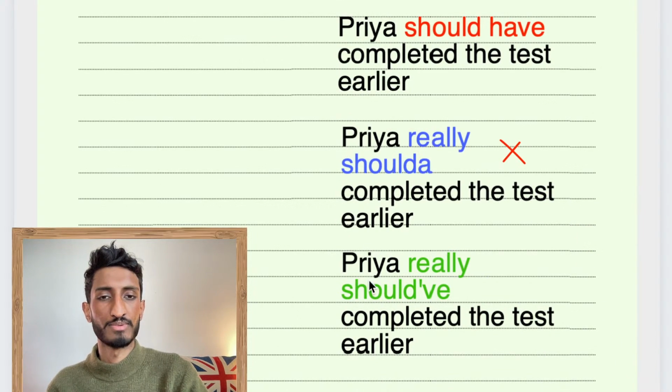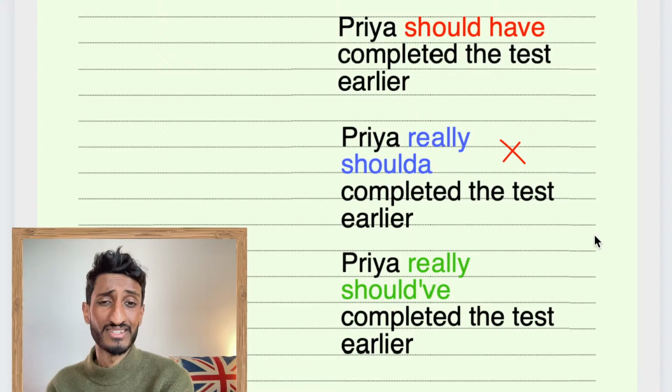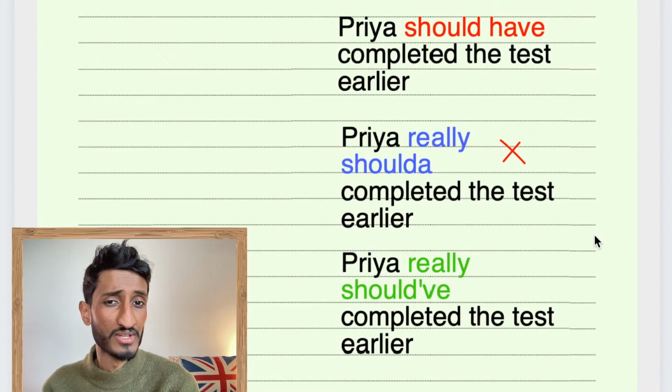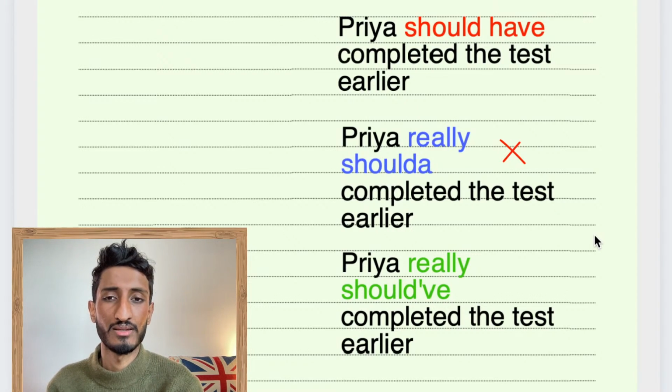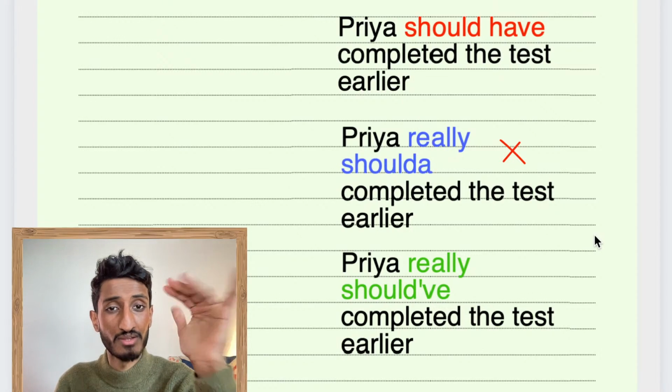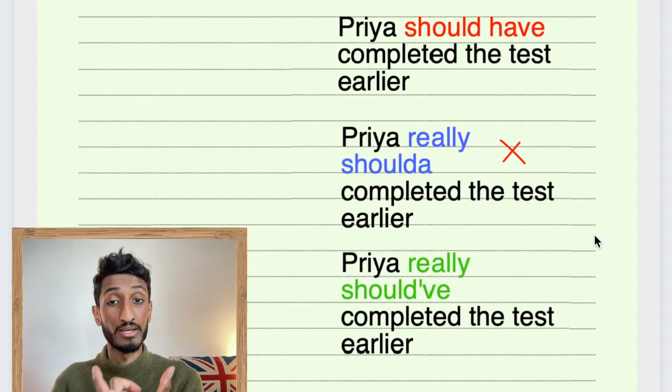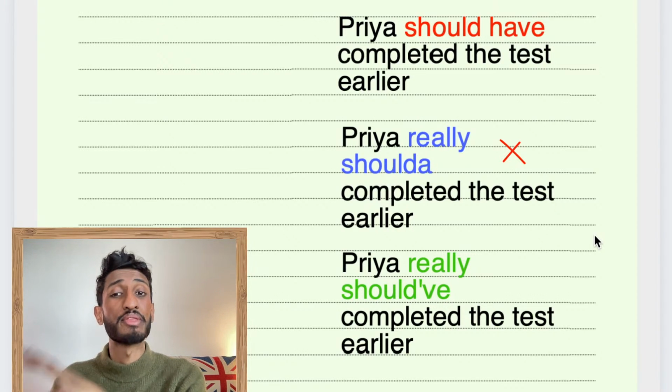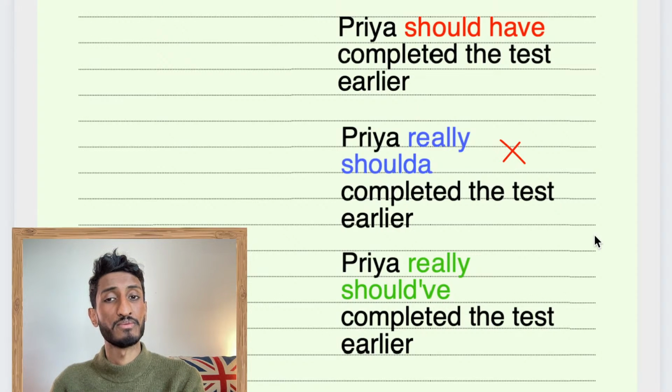Let me explain why this sounds better. So when I'm reading this out, I would say, Priya really should have completed the test earlier. Should have, really should have completed the test earlier. Now, I'm going to read the green, the blue and the red a few times, and I want you to listen out for the difference. And then I'm going to give you 30 seconds to practice by yourself, okay? So I'm going to read the green one, the blue one, and the red one. Please listen to the difference.